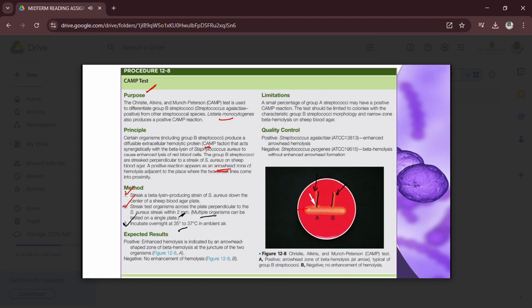Anong magiging positive reaction? So, ang positive reaction natin dito is your letter A. So, nagkakaroon siya ng arrowhead-shaped zone of your beta hemolysis na katuro papunta doon sa ating S. aureus streak. So, it will be formed at the juncture of the two organisms.